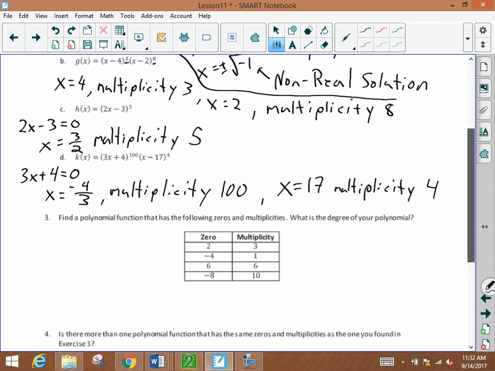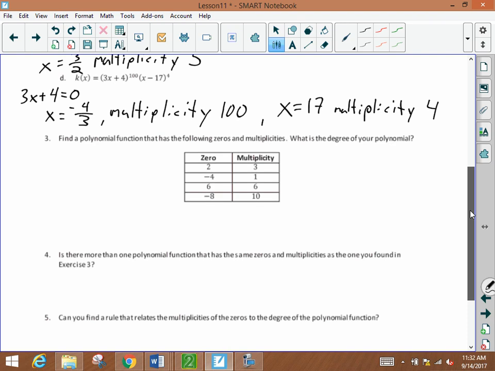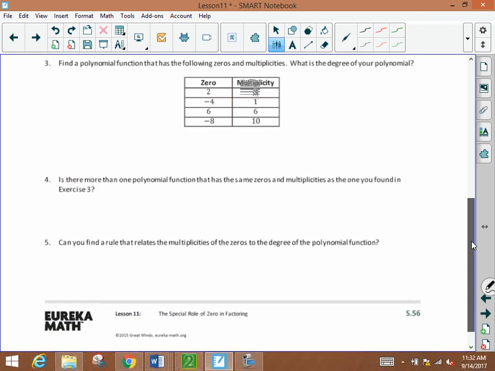And here's the last one that we're going to do for this lesson. We're going to find a polynomial function that has the following zeros and multiplicities. I can find a binomial that satisfies this, right? If I had x minus 2 here, the 2 is definitely a 0 of x minus 2, because if I plug 2 in here, I get 0. And my multiplicity is 3, so I put that way.